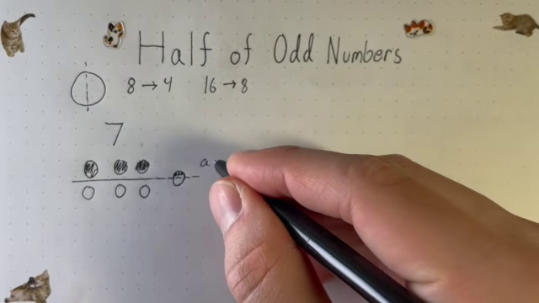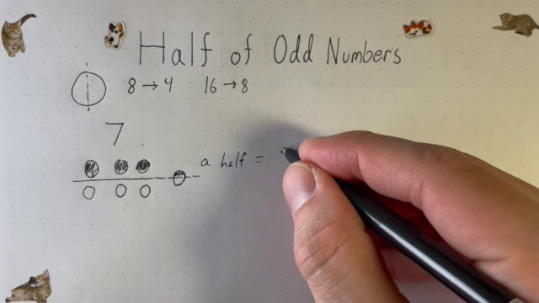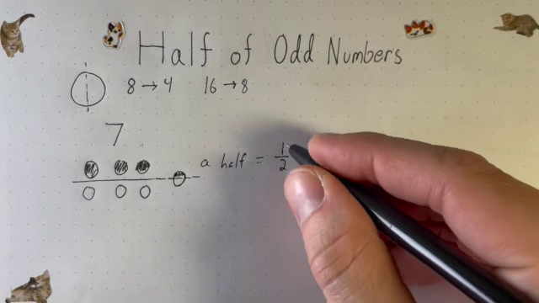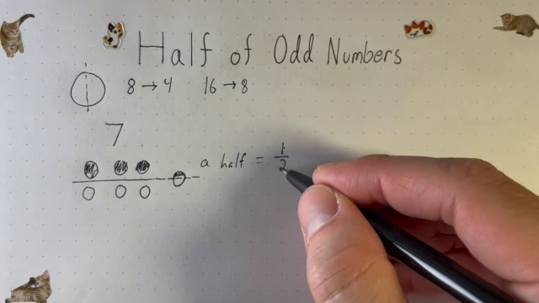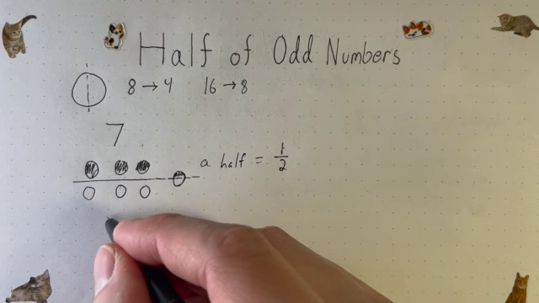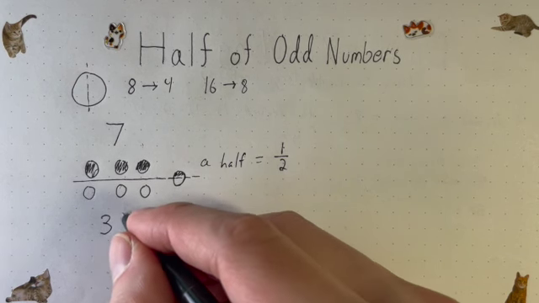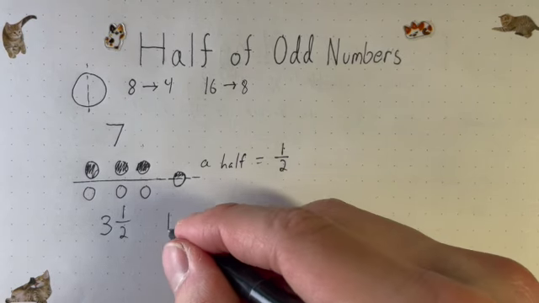Now, how we write a half is we write it like this. We write it as 1 over 2, or 1/2. And what this means is we're splitting one thing into two equal pieces. So half of 7 we end up writing as 3 and a half. And this is said like this.